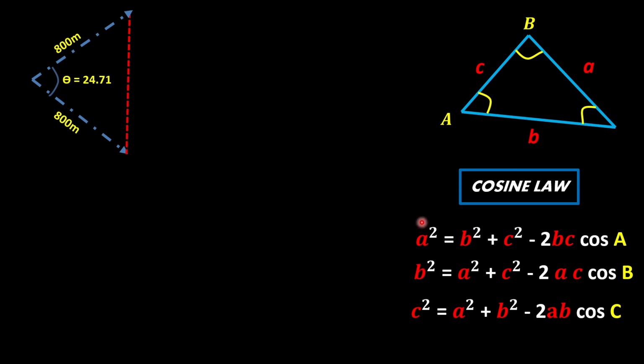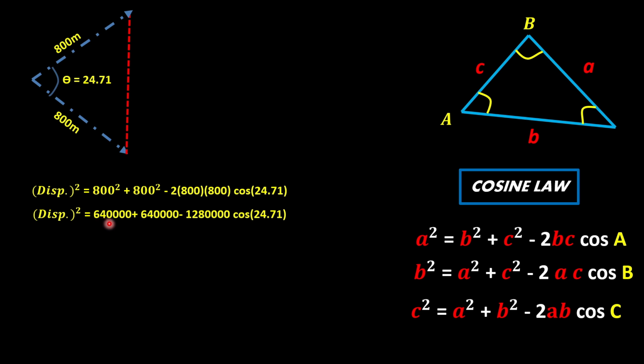So, meron tayong pwedeng gamitin formula which is yung cosine law nga. Pwede pa naman yung sine law, kaso nga lang, medyo matrabaho pa. Hatiin nyo pa to. So, dito tayo sa mas madaling formula. Dito sa case natin, yung red line is the displacement. Siya yung ating A, and B, C. So, displacement squared is equal to 800 squared plus 800 squared minus 2 times 800 times 800 cosine, yung angle na 24.71. Displacement squared is equal to 640,000 plus 640,000 minus 1.28 million cosine 24.71.